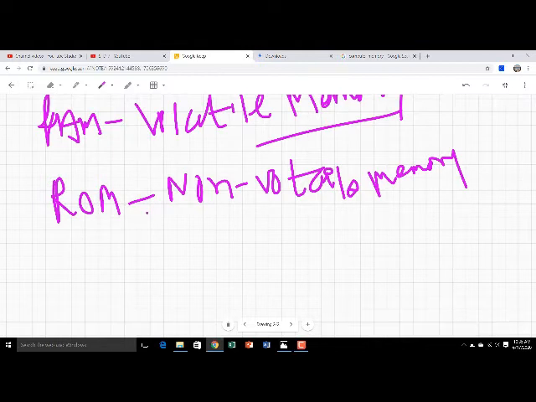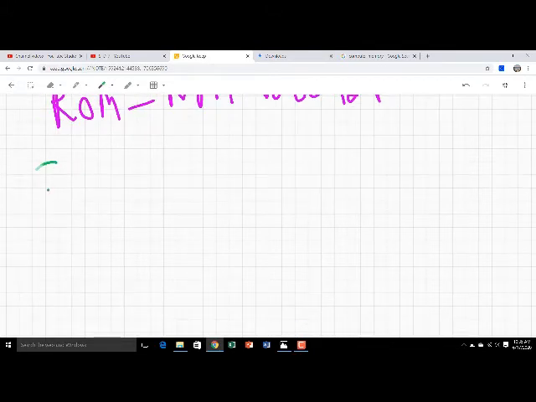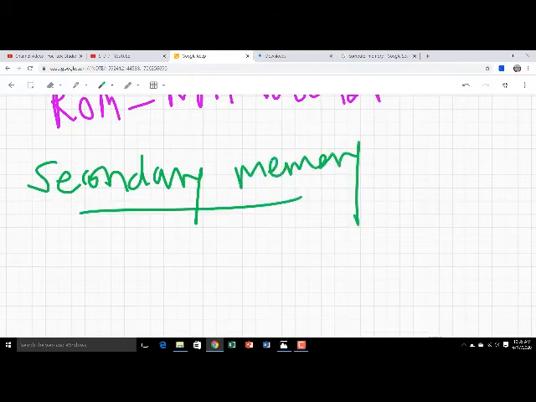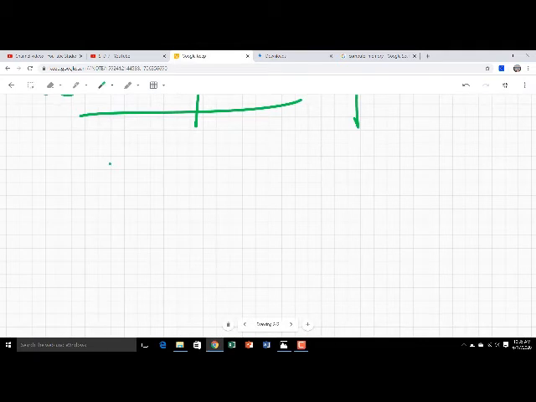Now the second one is secondary memory. Secondary memory is called auxiliary memory. Secondary memory is what? Auxiliary memory. You will see that for secondary memory there are basically two types.